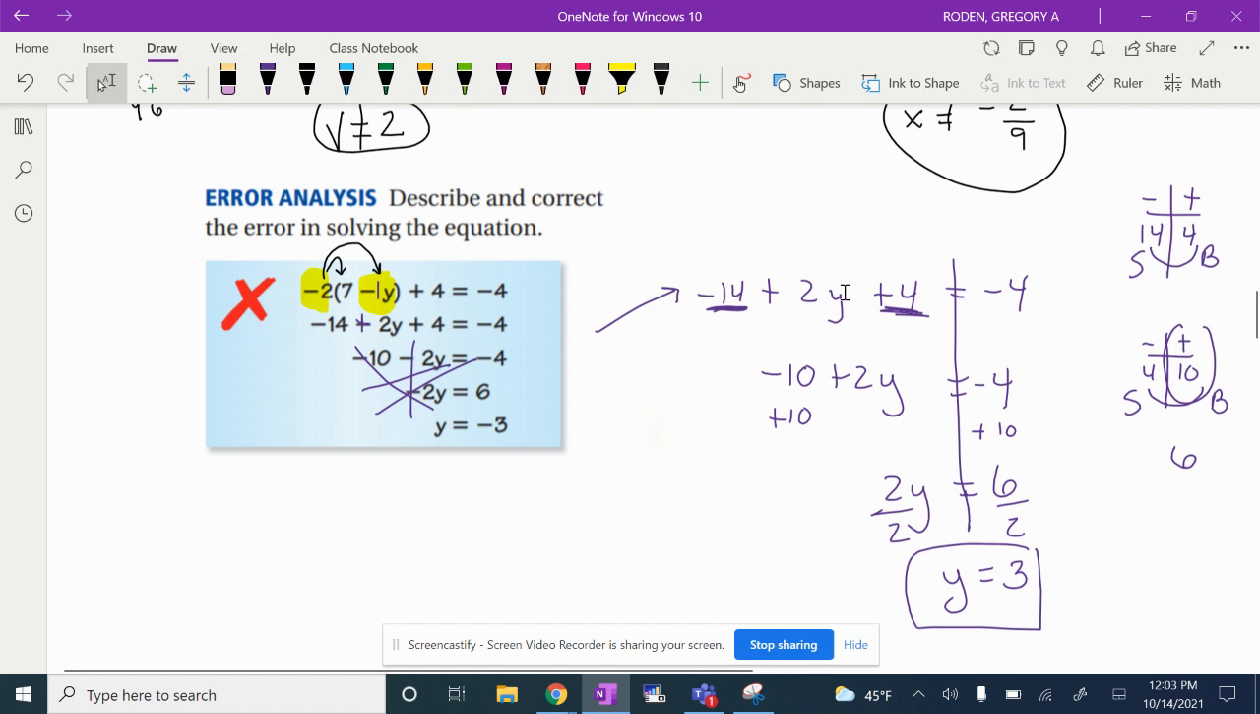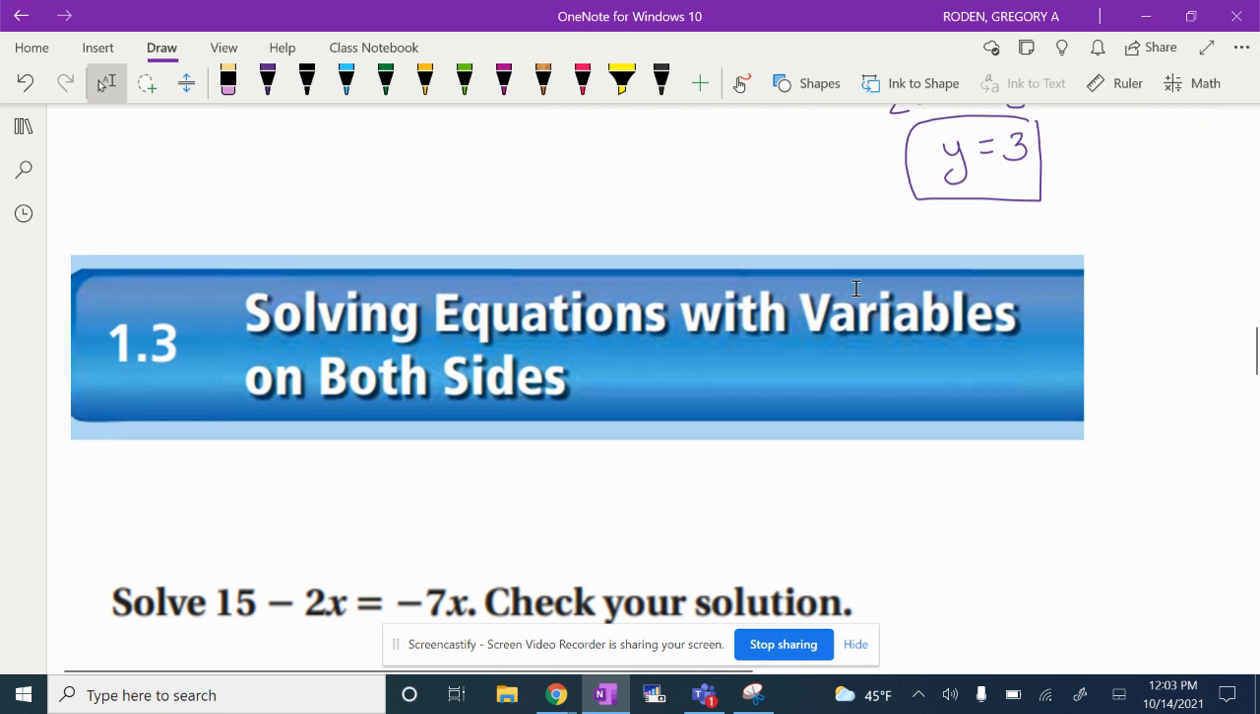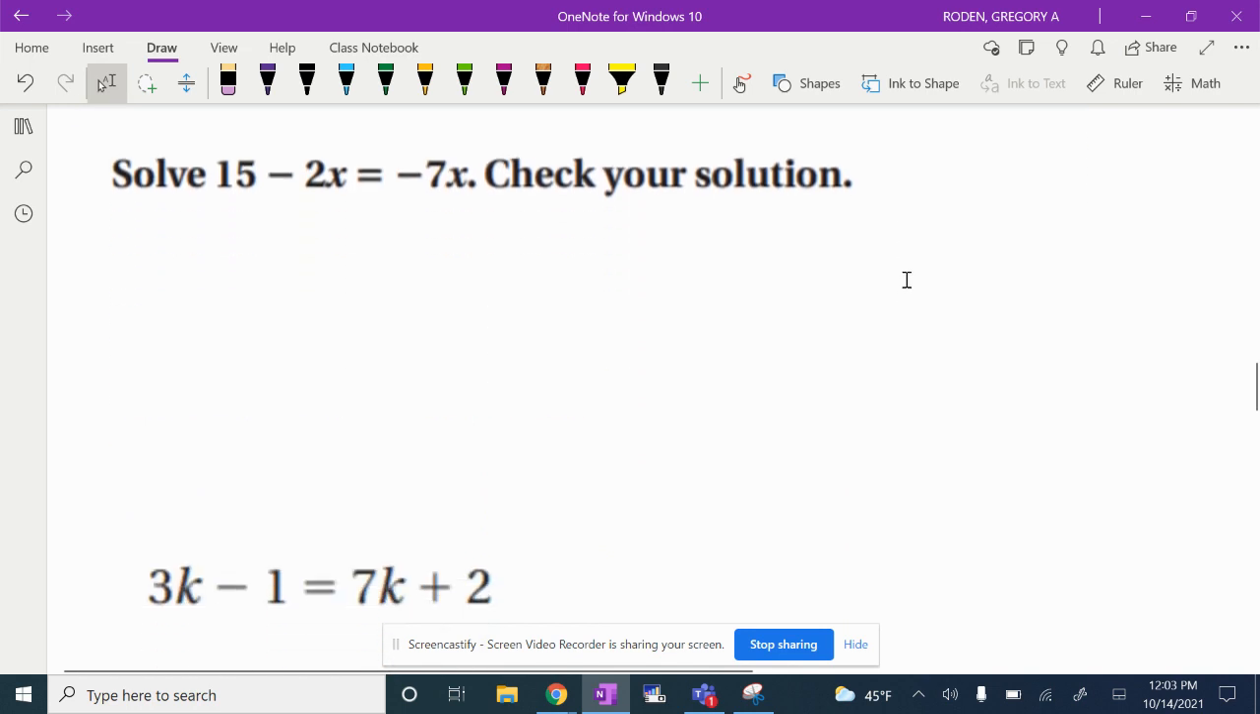All right, guys. Now I want to show you where we're moving. We're going to talk more about this next week, and I'll give notes on it. But this is an introduction, a heads up on what we're doing. And this is called variables on both sides. Now, what we want to do is solve equations, but we have variables on both sides of the equation. So I don't want that.